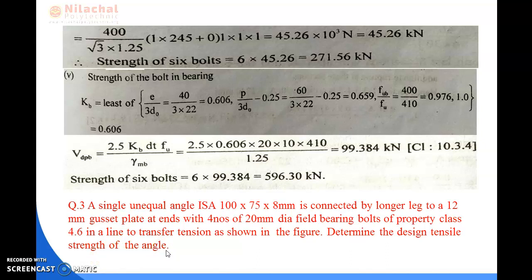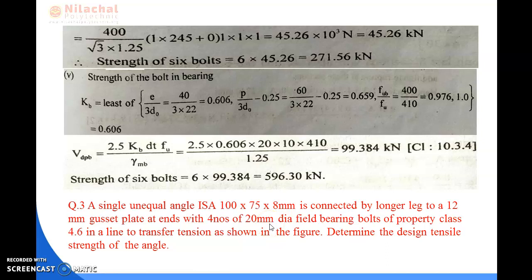So now, what is the data given here? First of all, the dimension of the unequal angle section is given, and the longer leg of the angle section, that is the 100 mm leg, is connected to a gusset plate, and the thickness of the gusset plate is 12 mm. The angle section is connected to the gusset plate by 4 numbers of 20 mm dia bolts.